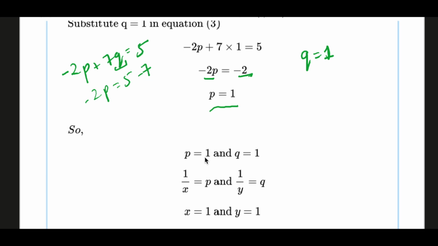So now we have the values of p and q. p is equal to 1 and q is also equal to 1. Now initially we assumed that p is equal to 1 by x and q equal to 1 by y. So instead of p and q we write 1. So 1 by x is equal to 1 and 1 by y is equal to 1. So this gives us x is equal to 1 and y is equal to 1. So this is our final answer.